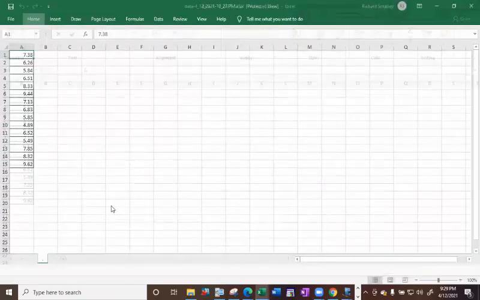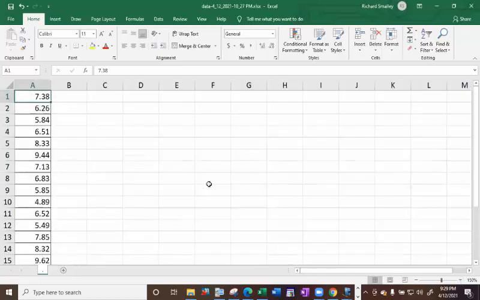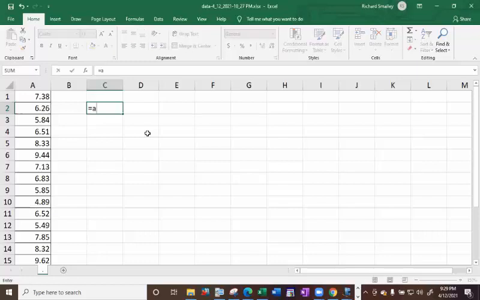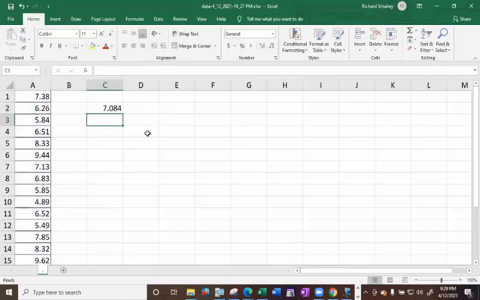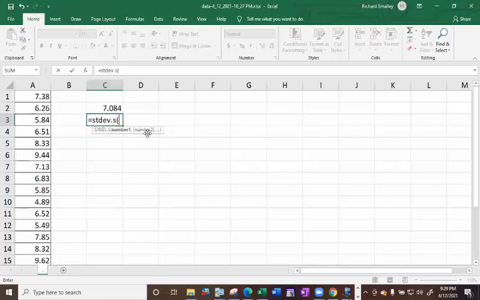Well, there they are in all their glory. So I'm just going to come over here, A1 to A15, wherever, equals AVERAGE(A1:A15). And then I'll do equals STDEV.S. Okay.